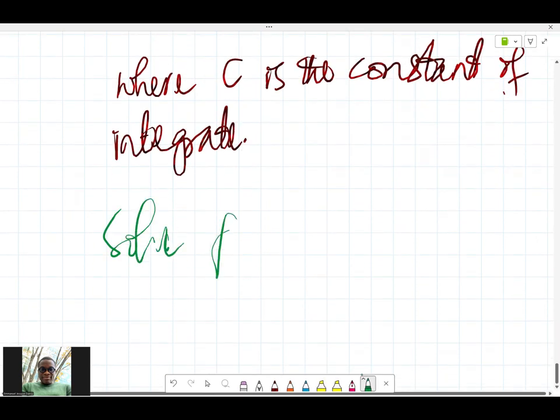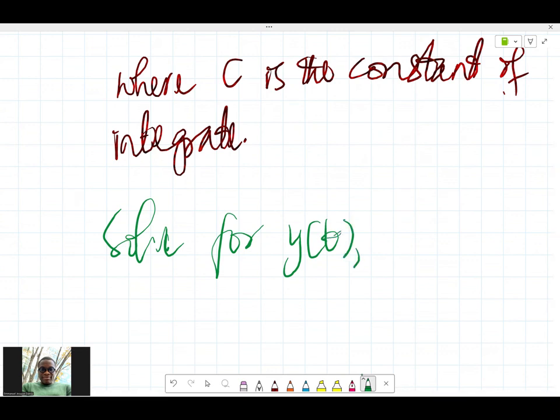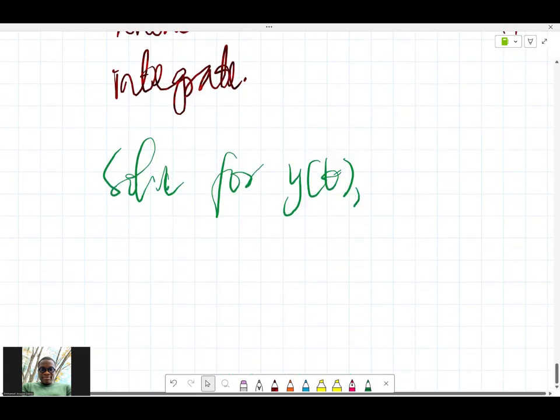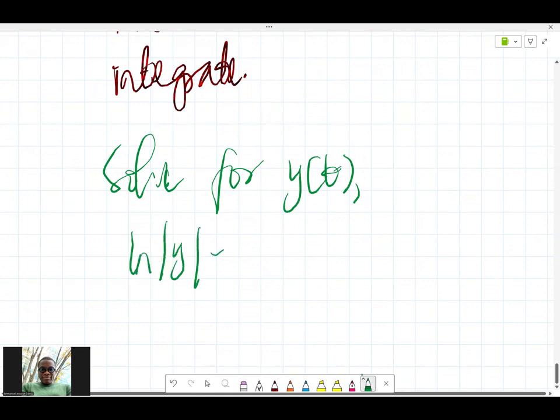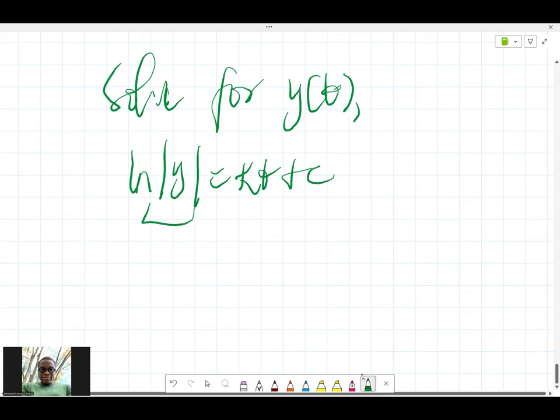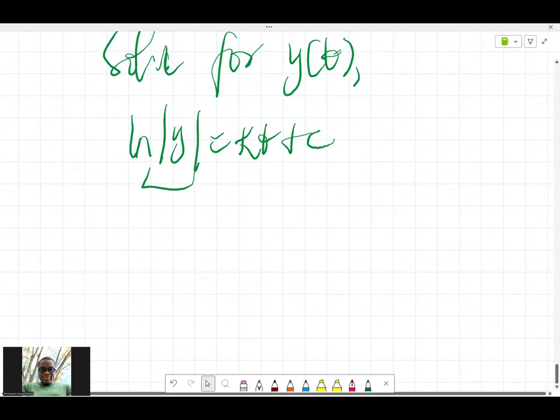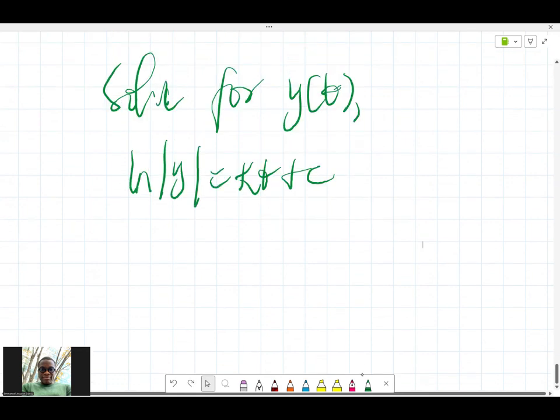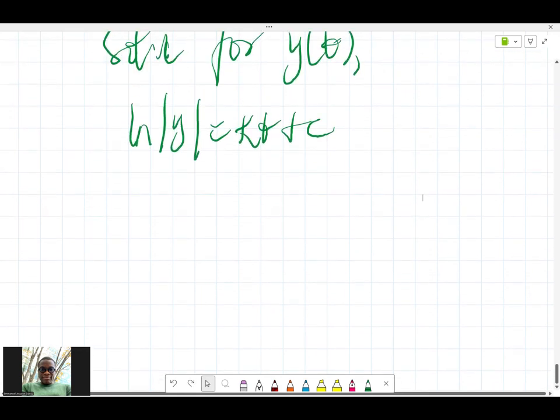So the next thing is to solve for y of t. Here t is the independent variable. So you have ln|y| equals kt plus c, and we are looking for y. Now y has ln disturbing it, and it also has absolute value. So what do we do? ln is log, and the inverse of log is exponent, so you can now exponentiate.